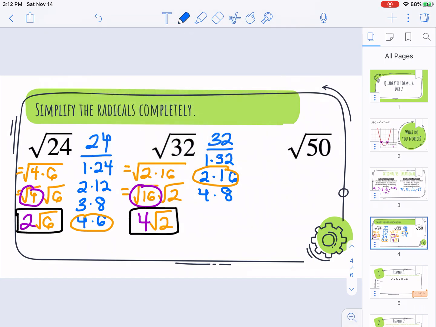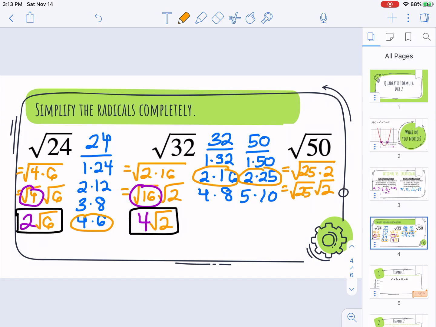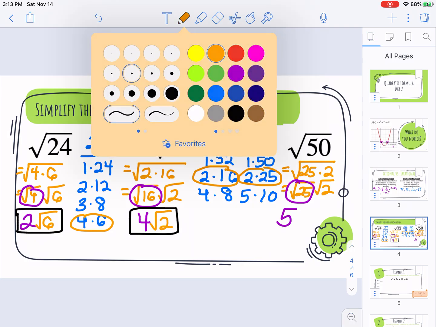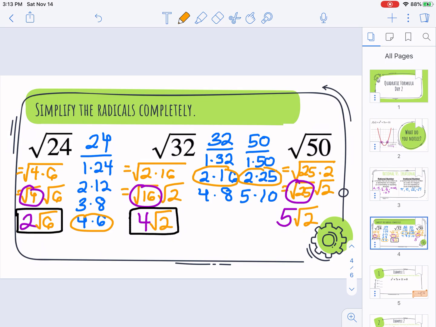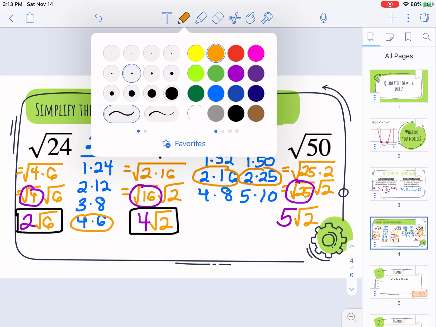Lastly, if we take 50 and we write the factors of 50, we have 1 times 50, 2 times 25, and 5 times 10. I notice that I have a perfect square of 25. So I'm going to rewrite this as the square root of 25 times 2. That is the same as the square root of 25 times the square root of 2. I know the square root of 25 is 5, so I can pull that out. However, I don't know the square root of 2, so it stays underneath. Square root of 50 simplifies to 5 square root of 2.